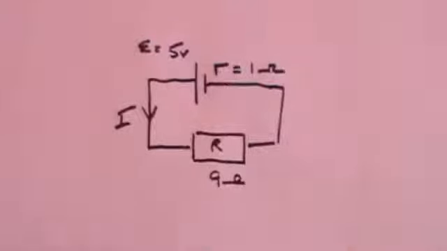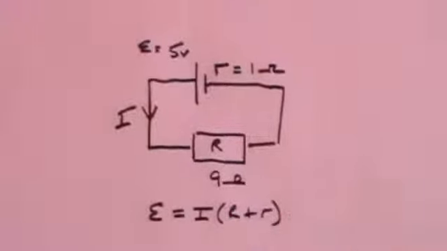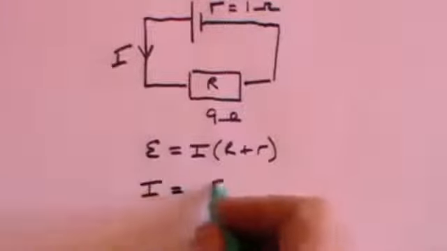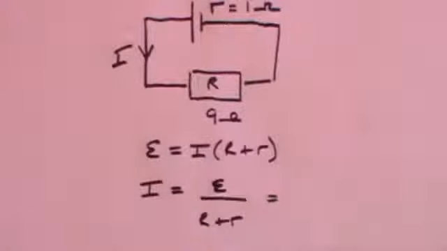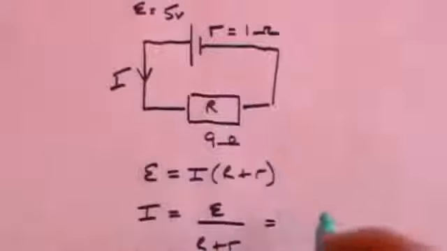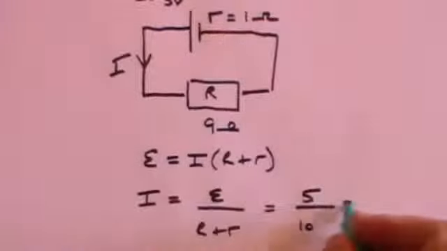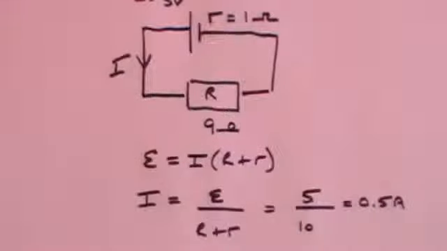Right, so now we know that E is equal to I times (R plus r). We developed that before, and that means that I, which we don't yet know, is E divided by (R plus r). Well, E, we said, was 5 volts. So that's 5 divided by (R plus r). Well, that's 9 plus 1 is 10. So that's nice and easy. That comes to 0.5 amps. So we've got a current of 0.5 amps flowing in the circuit.